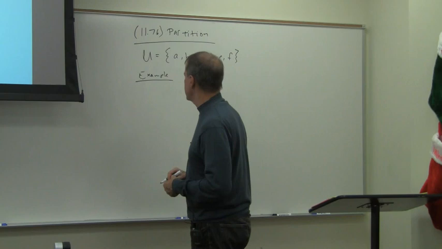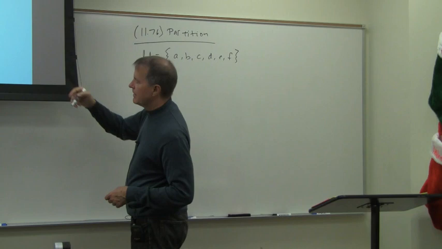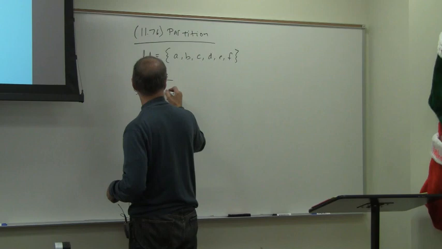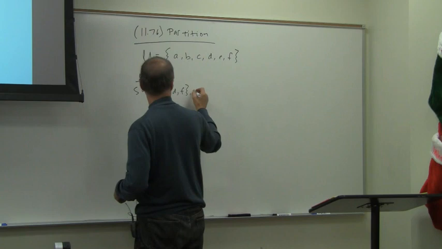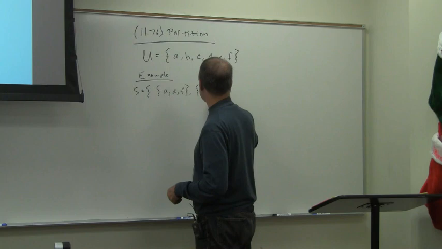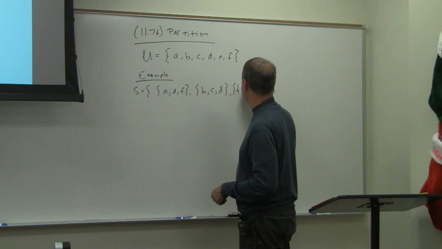Let's suppose S partitions T, and it says the sets in S are pairwise disjoint. What's pairwise disjoint? Let's say that S is this following set of sets. Let's say it's the set A, D, F, and also the set B, C, D, and also the set F, E.